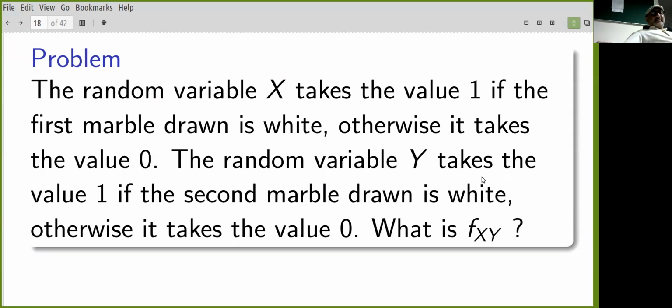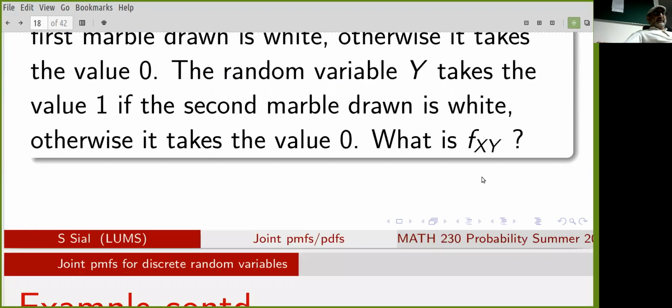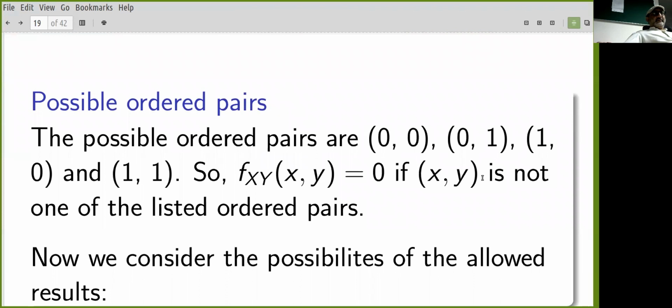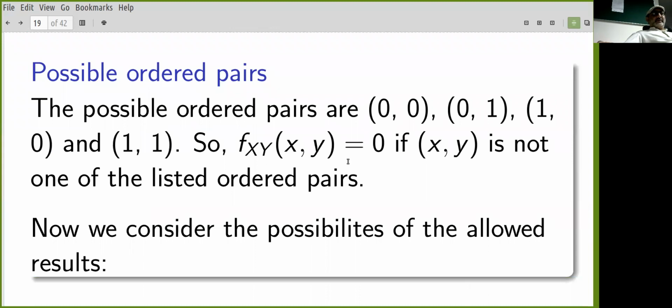So what is f sub xy? Well, it's a probability for all of the outcomes. So what could you get? You could get 0,0, 0,1, 1,0, and 1,1. The outcomes that these correspond to are black-black, black-white, white-black, and white-white. You can't get any other outcome, so f sub xy of x,y is equal to 0 if x,y is not one of the listed ordered pairs.